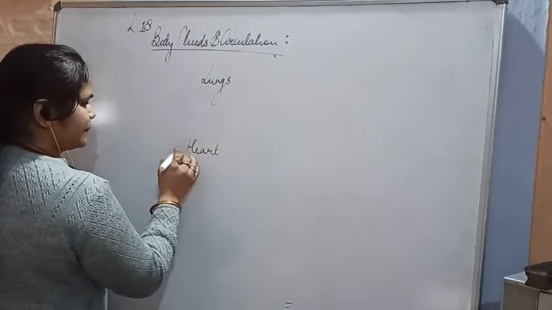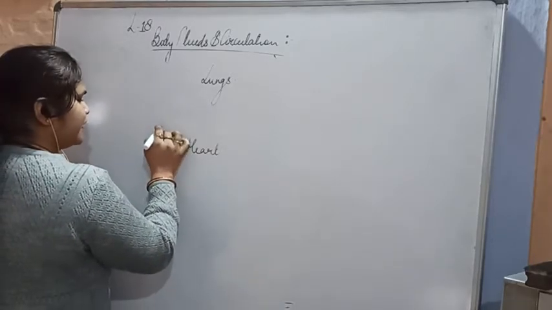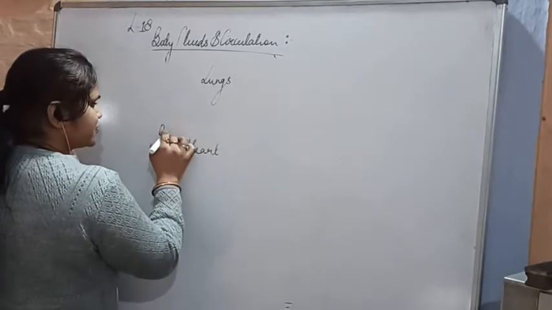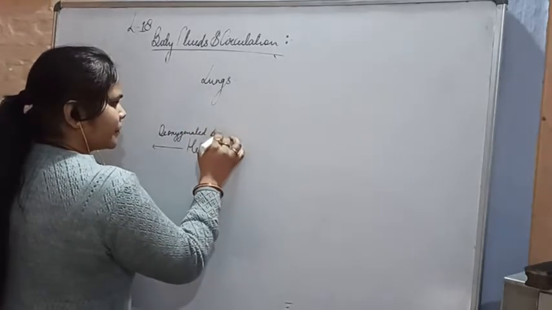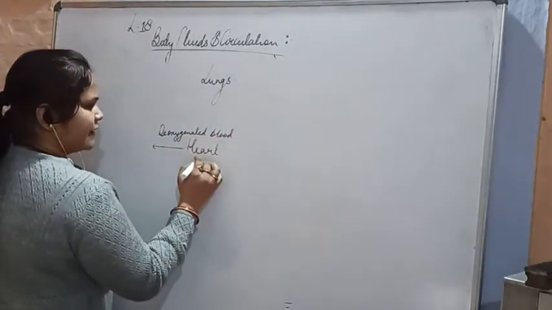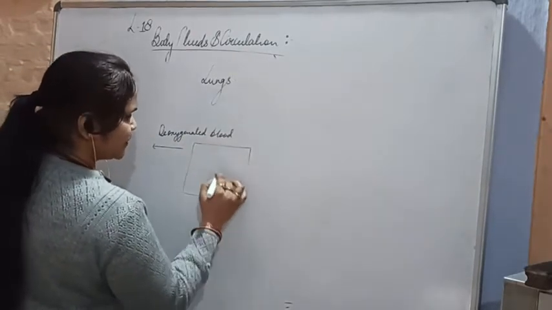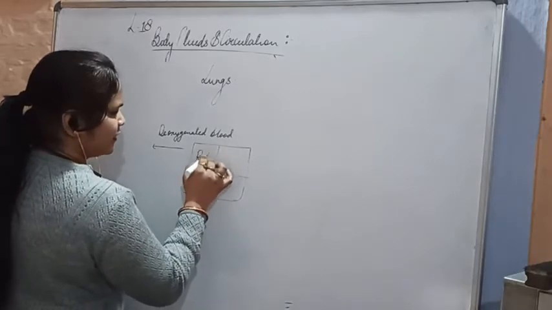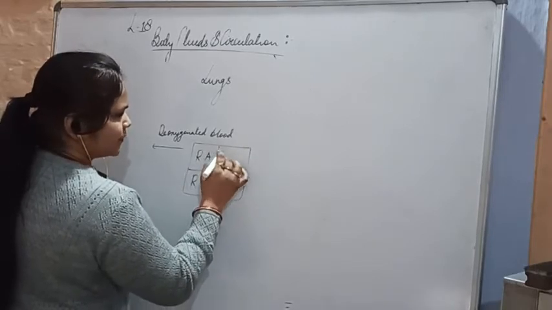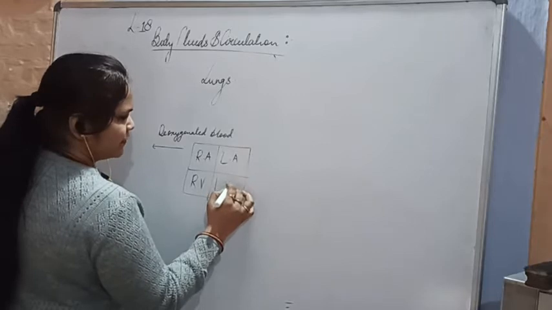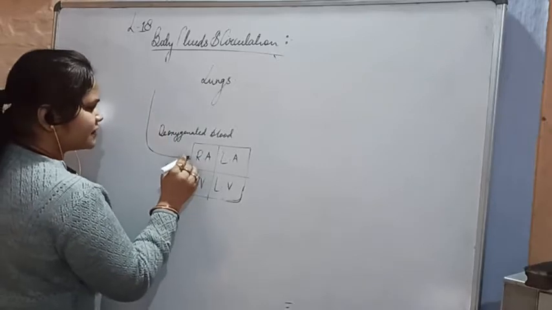Suppose this is the right side. Your heart will be having what type of blood on the right side? It will be having deoxygenated blood. I draw it in this form: this is your right auricle, this is your right ventricle, this is your left auricle, and this is your left ventricle. Your heart will be receiving the blood.